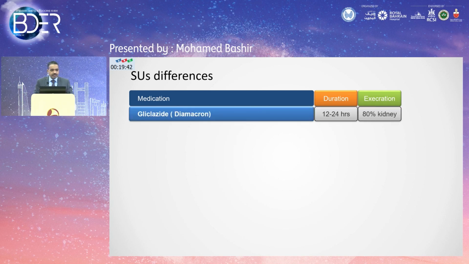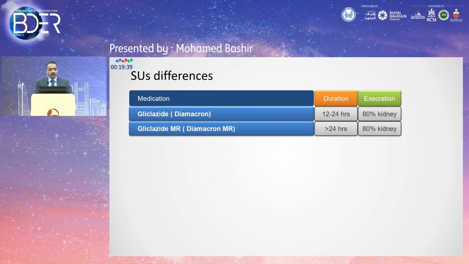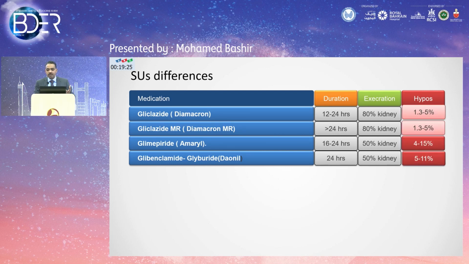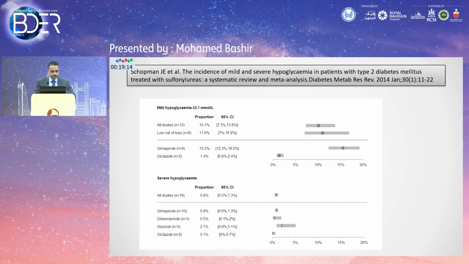Gliclazide, whether the regular form or gliclazide MR, works about 12 to 24 hours and 80% of it is excreted by the kidneys. The other agents have a 50% excretion by the kidneys and they have a longer duration. The risk of hypoglycemia reported outside Ramadan settings is actually different. It's much lower with gliclazide than with the other two agents, glimepiride and glibenclamide, which are the other commonly used.